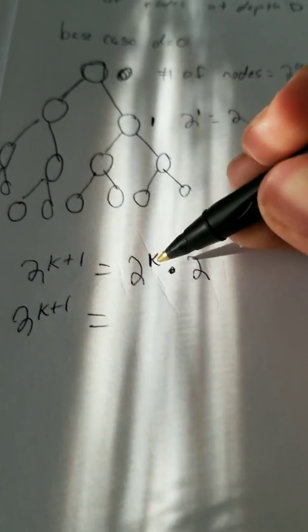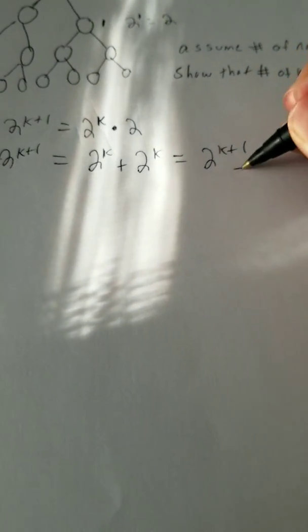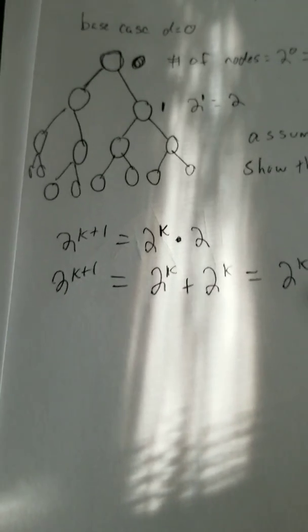And all this is saying, if you have something times 2, it's adding it to itself. It's the same thing as saying that. And since we know, due to the exponent rule, that adding 2 raised to the same power equals 2 raised to that power plus 1, we can say that this is equal to 2 to the k plus 1. And hence we've proven that you can find the number of nodes at any depth d by using this formula.